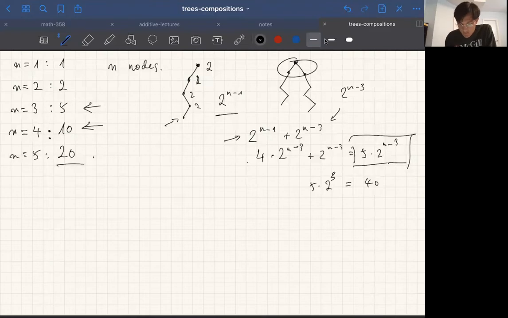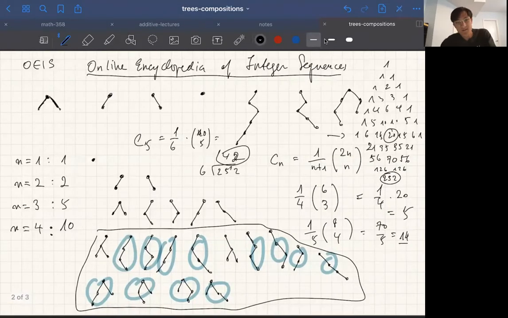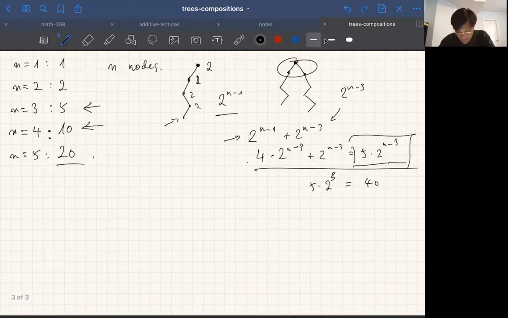Okay, I'm not sure what's going on here, but this is not right. Should we draw all the trees? I don't really want to draw all the trees. I don't think that's the way to go. We've got to find the formula.